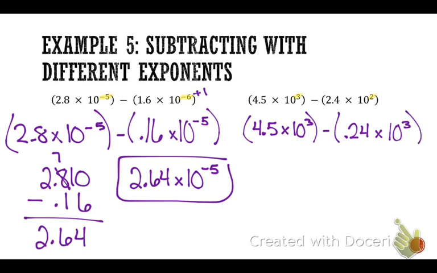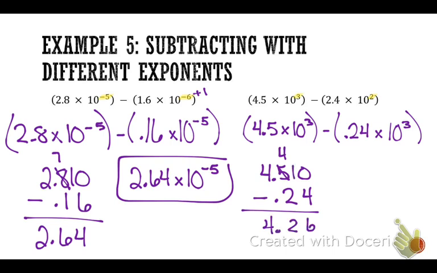Now that I have my exponents the same, I can do 4.5 minus 0.24. Don't forget, Aaliyah, did you remember your 0? You cannot do 0 minus 4, so borrow 6 to get 4.26 times 10 to the 3rd power.